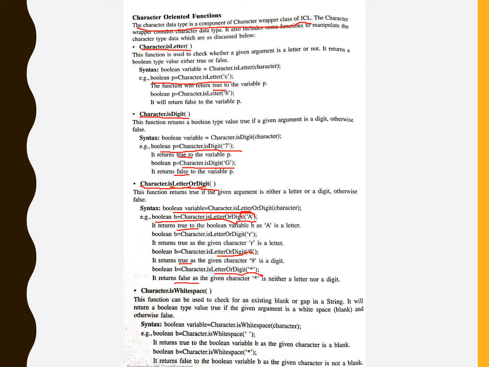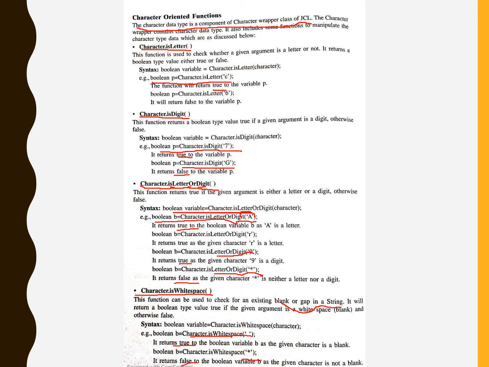If you enter a special character, then what will it return? False. Next is Character.isWhitespace. It will check whether the entered character is a blank or a gap in a string or not. If it is a gap or a blank space, then it will return true. Otherwise, it will return false. So here is a space, so it will return true. Here is an asterisk, so it will return false.